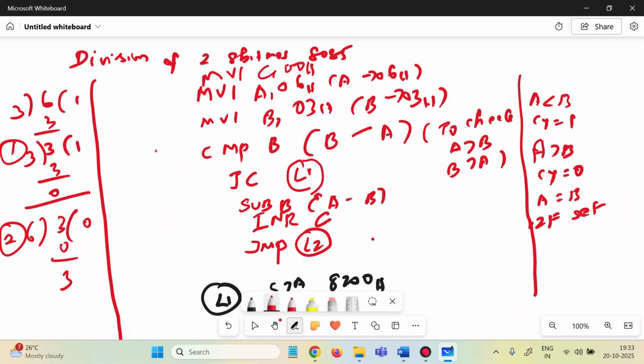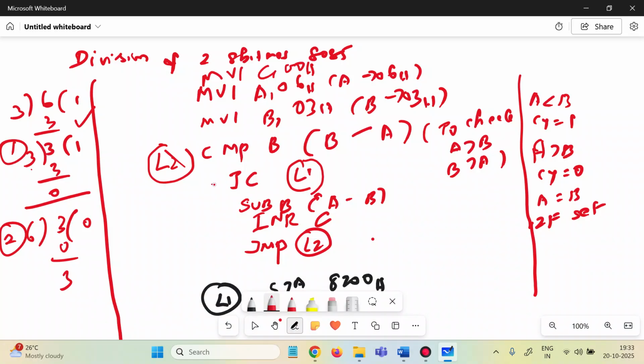What is that L2? L2 is again compare. So compare again. Now one time this is over. So you have subtracted. Now again the dividend and the divisor have to be compared. There is no carry, so both are equal. Only the zero flag is set. So no need to check whether carry is set or not. Now 3 and 3. After one time subtraction, the dividend is compared to the divisor. Dividend is 3. Divisor is again 3. So both are equal. Only the zero flag is set.